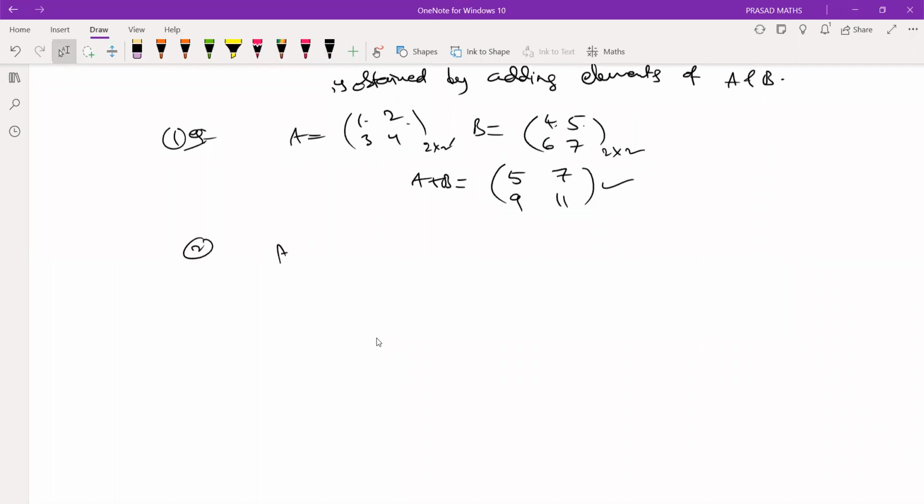Suppose you take A equals 1, 2, 3, 4 and B equals 3, 5. Can addition be possible? No, because the orders are different. This is 2 by 1. Orders are different means addition is not possible.